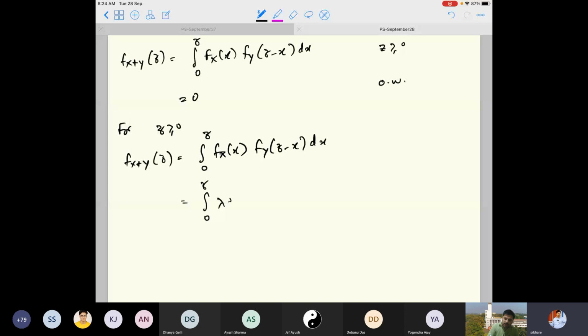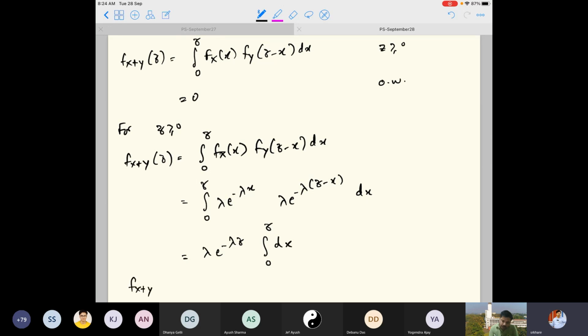So you have lambda e power minus lambda x. And what is fY(y)? Lambda e power minus lambda, but you have to evaluate at z minus x. So this is z minus x, and that is what you have. So if this is what you have, how will you simplify this? When you simplify this, you have lambda, then e power minus lambda x plus e power lambda x will be 1, and e power minus lambda z will come out, correct?